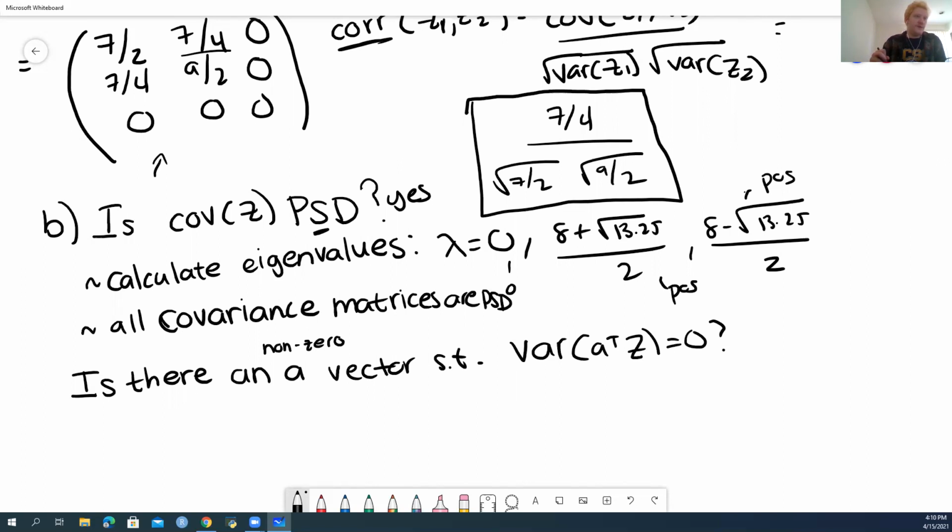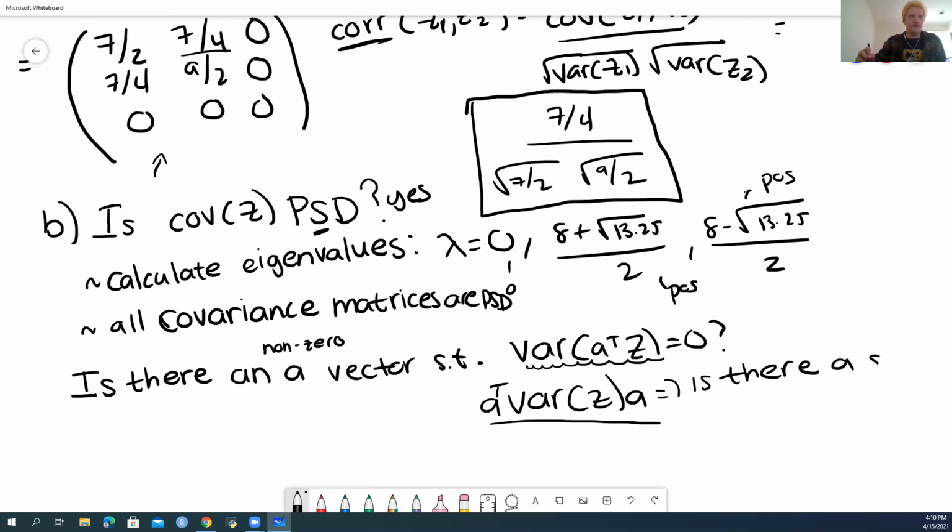If we think about this, how I would do this is write this out as a transpose variance of Z times a. Now we have to find, is there a vector such that this equals 0? Well, here's a question for you. Is there a such that the variance matrix of Z, which we calculated up here, times a is equal to 0? I won't give the answer. You can prove it from what I have above here.